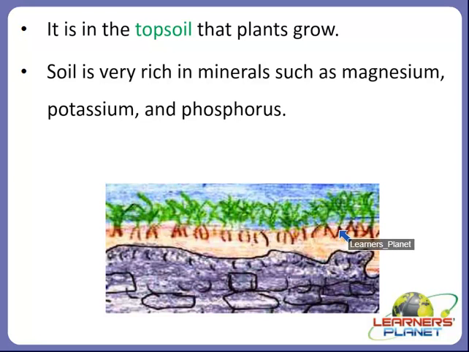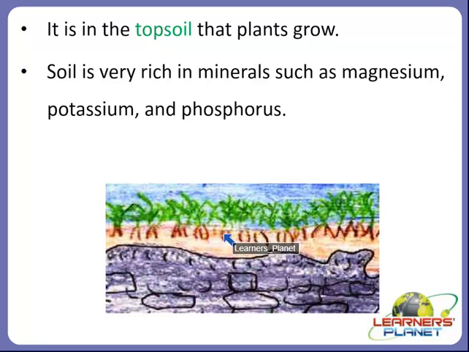So soil is very rich in minerals such as magnesium, potassium, and phosphorus. Without soil, there would be no plants and thus no food for us, because only green plants can manufacture food by their own.